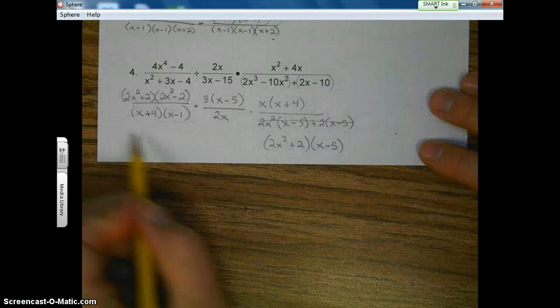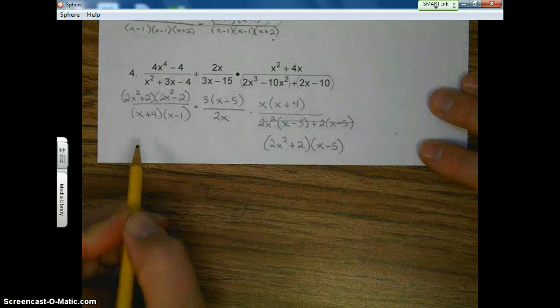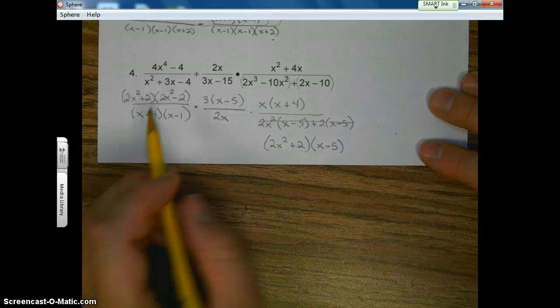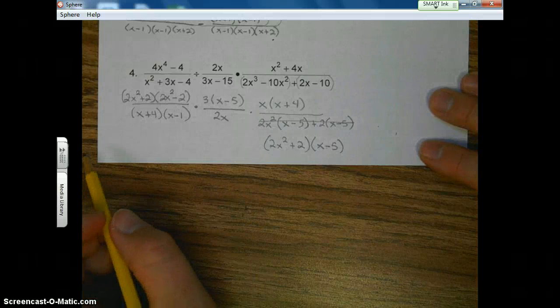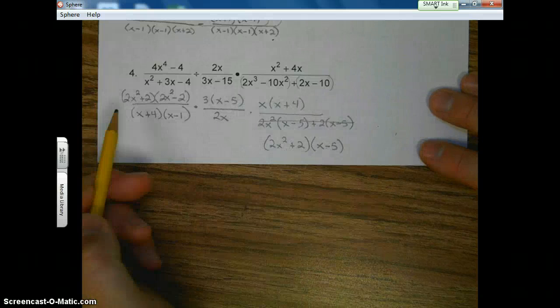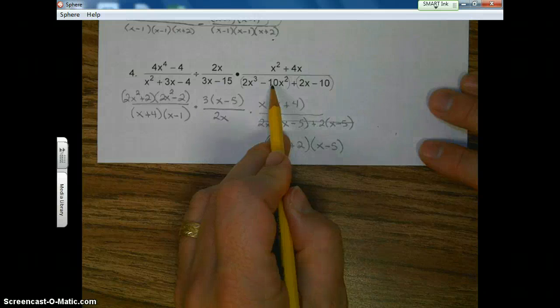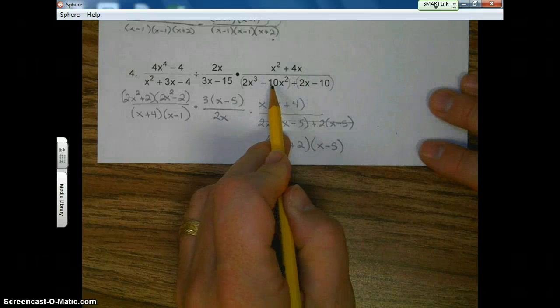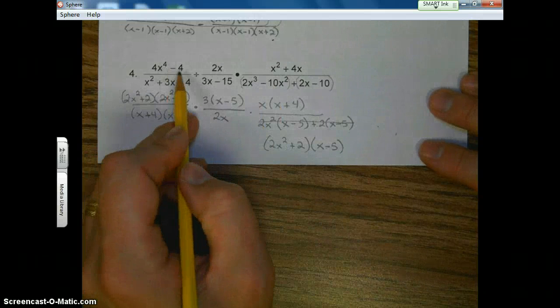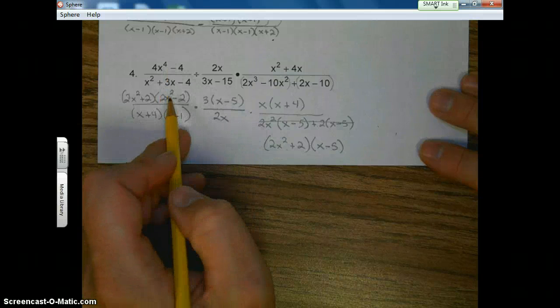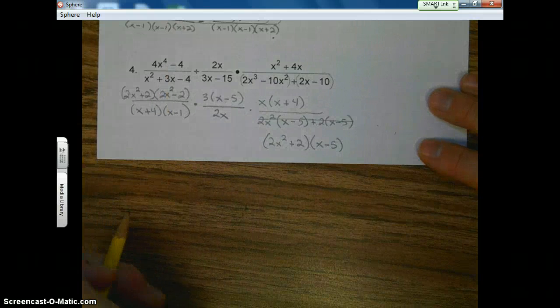If you need help with factoring these, please see me. Be specific. Hopefully, "I don't know how to factor any of these" is not your question. Hopefully it's, could you go over the factoring by grouping again? Or, I'm not sure how you got this. Can you go over this again? That's a specific question. Okay?